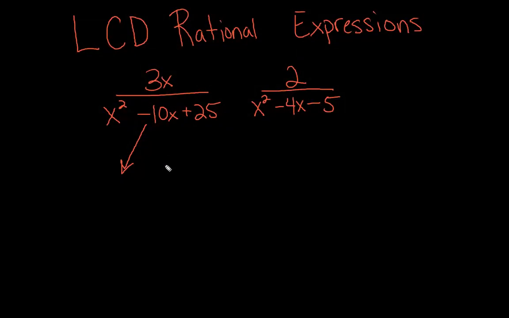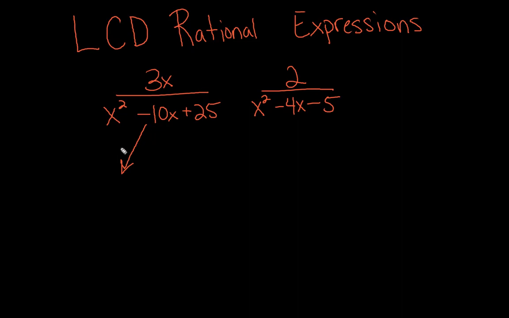Welcome everybody. In this video we're going to talk about the least common denominator of rational expressions. In order to add or subtract rational expressions, we need to have a common denominator. So if we don't have a common denominator, we need to find one. Let's figure out how to do that.